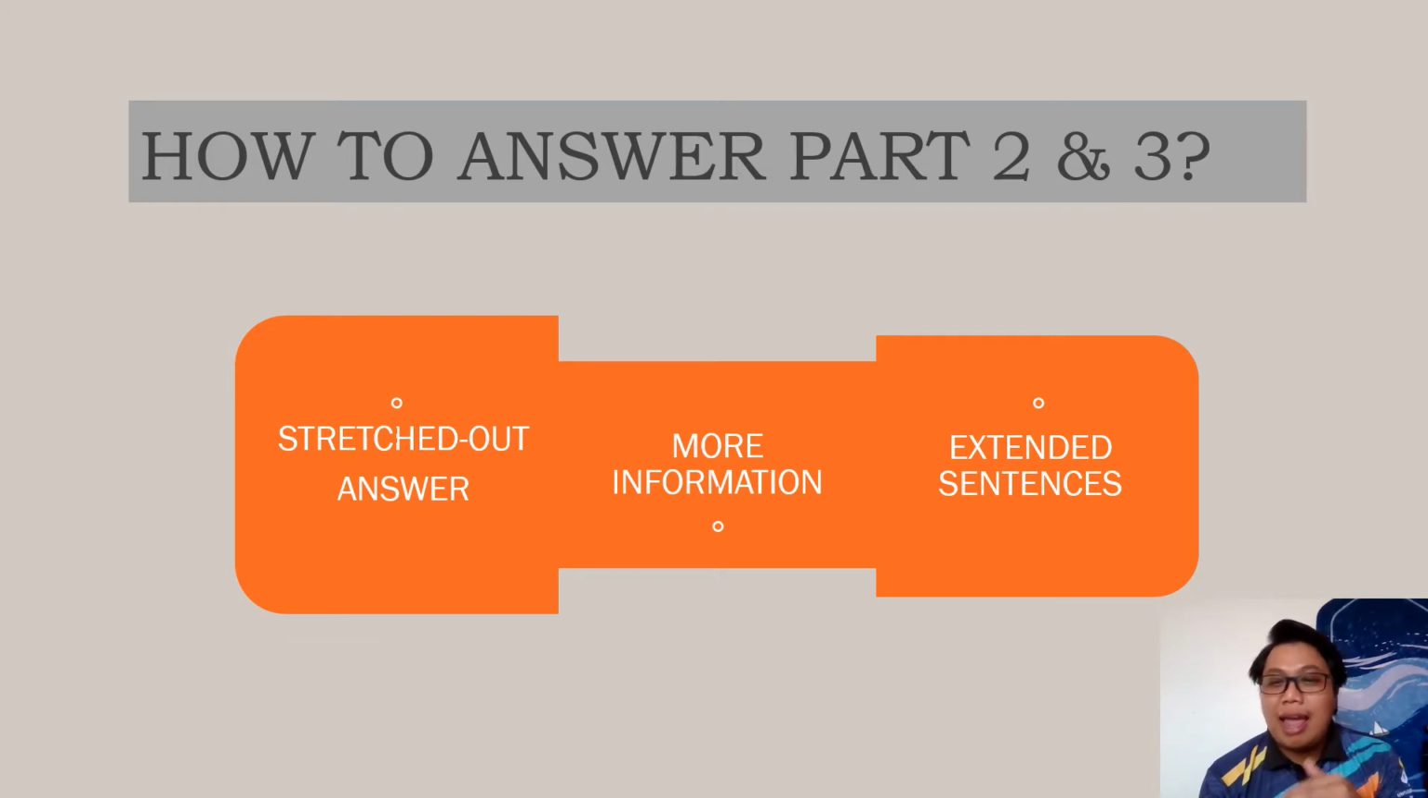First of all, as referring to the slides before, the duration of time in these two parts is 3 to 5 minutes. So, what do you need to do? How are you going to spend your time there? Remember, you need to stretch out your answer. You cannot answer it short. You need to elaborate more, give more examples, more information, or you might want to give extended sentences. Okay, let's go to the next slide.